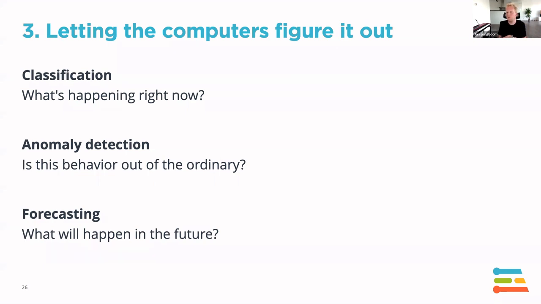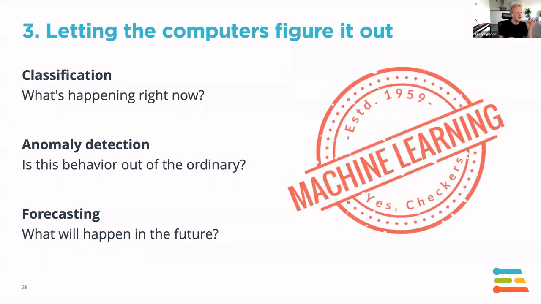But a computer might be able to find like 2,000 parameters and do a much better fit. But there are many different kinds of problems that you might have that have different solutions here. So it's not just machine learning as one magic algorithm. For me, you can separate this into three things. One, what is happening right now? A classification problem. Is this behavior out of the ordinary, which is an anomaly detection problem? Or what will happen in the future, which is a forecasting problem? All of these can be done by machine learning, but there are different algorithms that are good at different things.